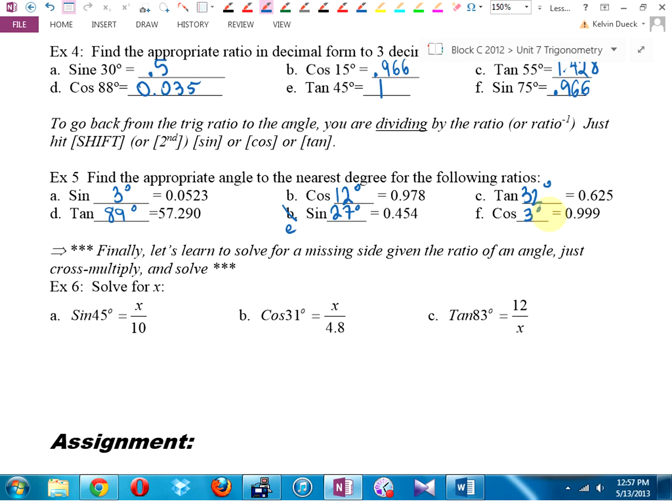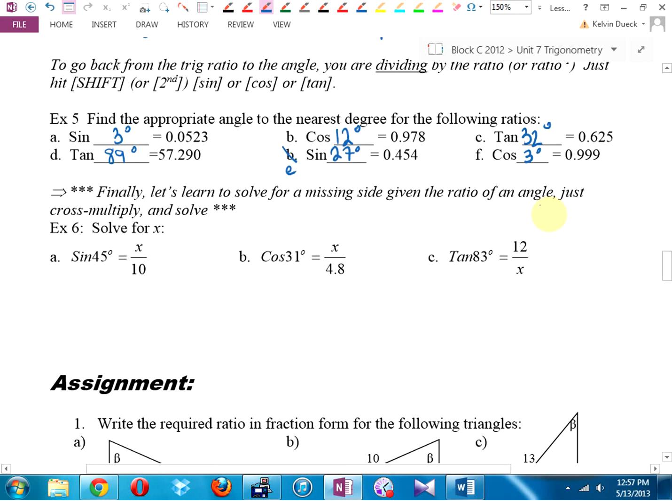The very last skill that we're going to practice today, Garrett, is cross multiplying, which we've kind of been doing all year long, I think. It's when you have a missing side given the ratio of an angle. So, for example, let's suppose you were solving the equation sine 45 equals x over 10. What you really want to visualize is it's sine 45 over 1. Because you know what you have now? 1 fraction equals 1 fraction.